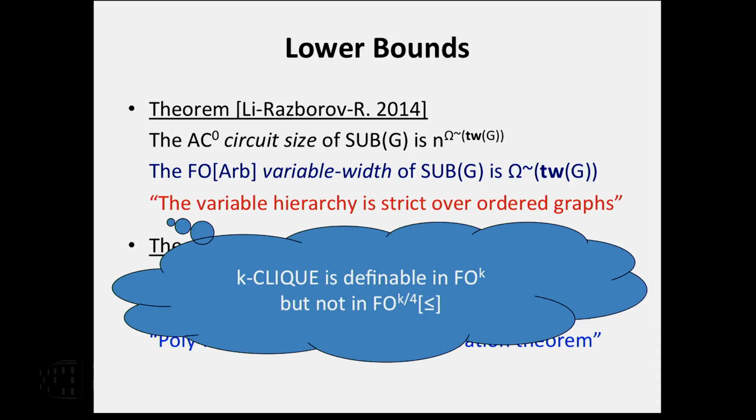So just to explain where this is coming from. The k-clique problem, of course, is definable with just k variables. You don't need any background predicates. But what this result shows is that on ordered graphs, or even with a linear order in the background, or even arbitrary background predicates, you need at least k over 4 variables. So this shows that the hierarchy is non-collapsing. And then a very nice observation of Neil Immerman shows that this implies that the variable hierarchy is strict on ordered graphs.